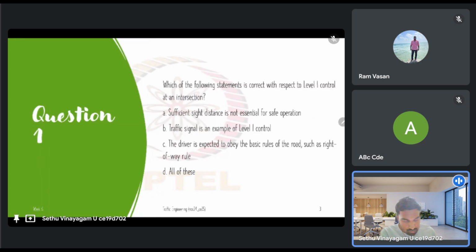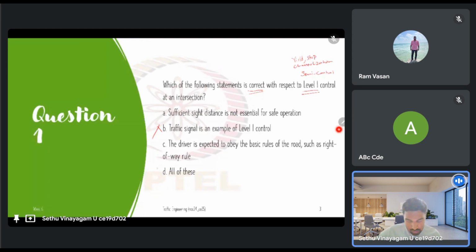Here we are talking about level 1 control. As we saw, level 1 is nothing but the semi control. It's where we have a yield sign or stop sign, or we have channelization, like roundabouts or channelizing islands. In this case we are looking at which statement is correct, so we'll cross out whichever is not applicable. We know a traffic signal is not level 1, right? Traffic signal comes under level 3. So B is obviously not right.